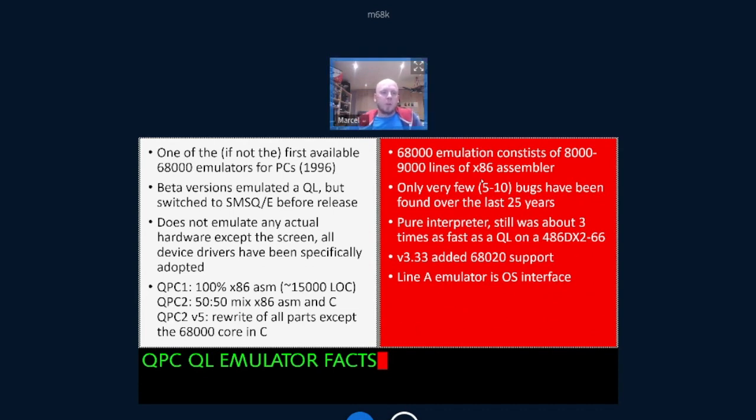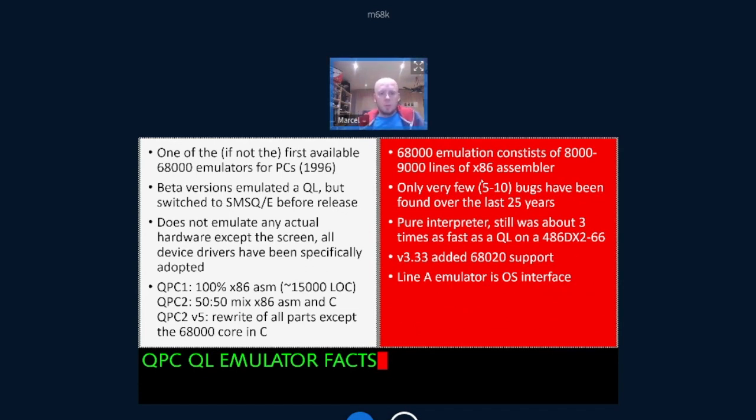So I switched to SMSQ because that freed me of emulating the QL hardware and checking every write access for, oh, did he write to this? Then I must do this. And so it used the line A emulator basically. So the OS could say, oh, here, do this, or here, do that. And that helped speed up things quite a bit. Not so much a problem these days, but back then it was actually three times faster than a standard QL on a 66 megahertz PC, which was not too bad.